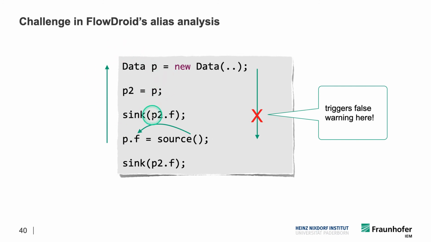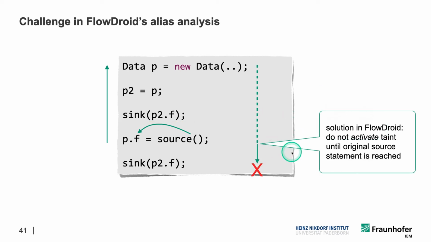So essentially we lose flow sensitivity in certain situations. And that's not good, right? And that's actually something that we wanted to avoid. And we wanted to make sure that these kinds of false warnings don't happen. And so the way we dealt with this in FlowDroid, that was the rather crude solution, was that we took the source statement here as what we called an activation statement.